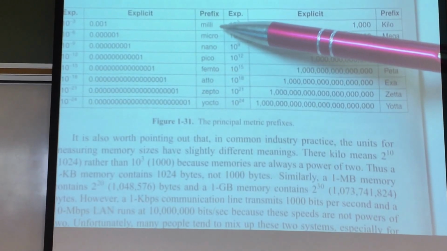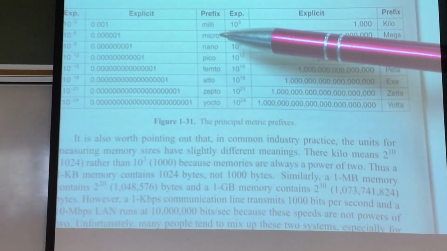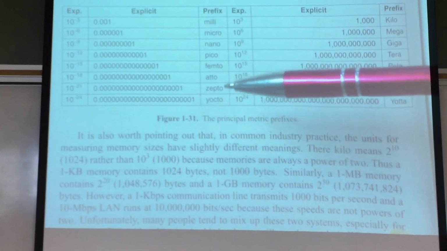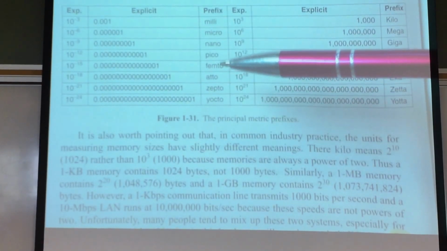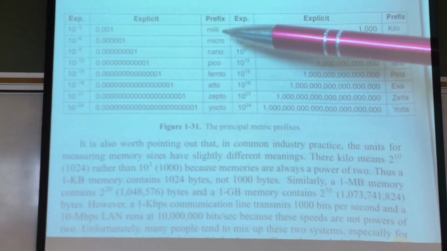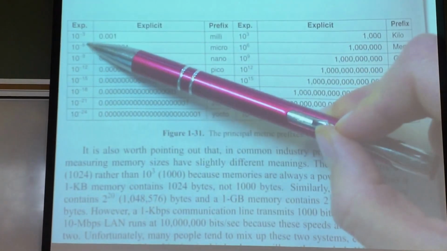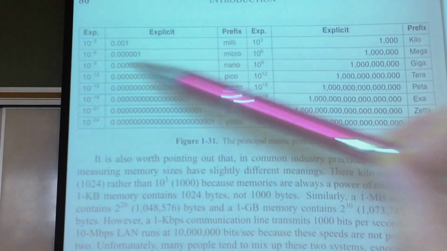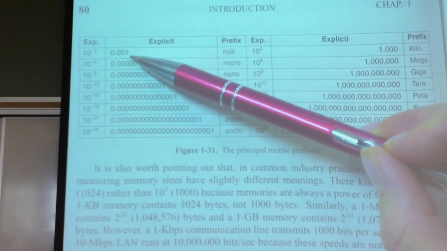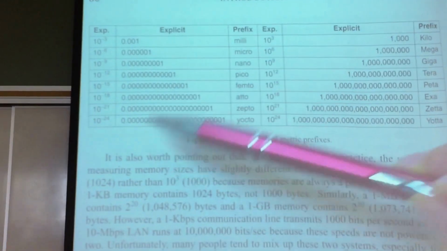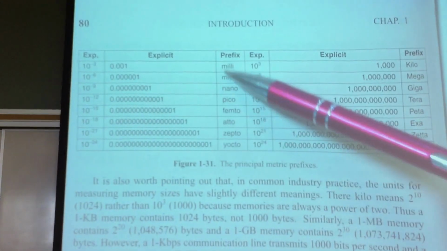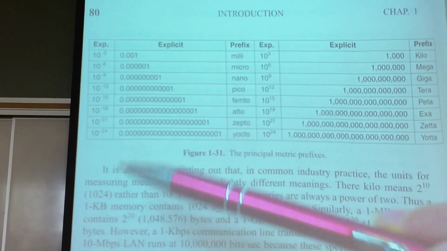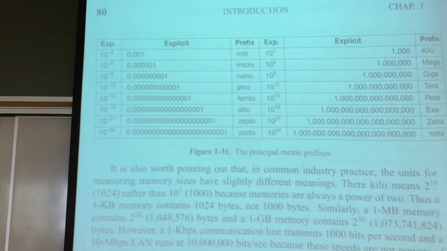On the negative side, we have prefixes used to designate things like CPU speeds, for example 10 to the power of minus 3 is milli, so that's milliseconds, that many parts of a second. Micro is 10 to the power of minus 6, nano is 10 to the power of minus 9, and so on. So you would have some of these in your exercises.